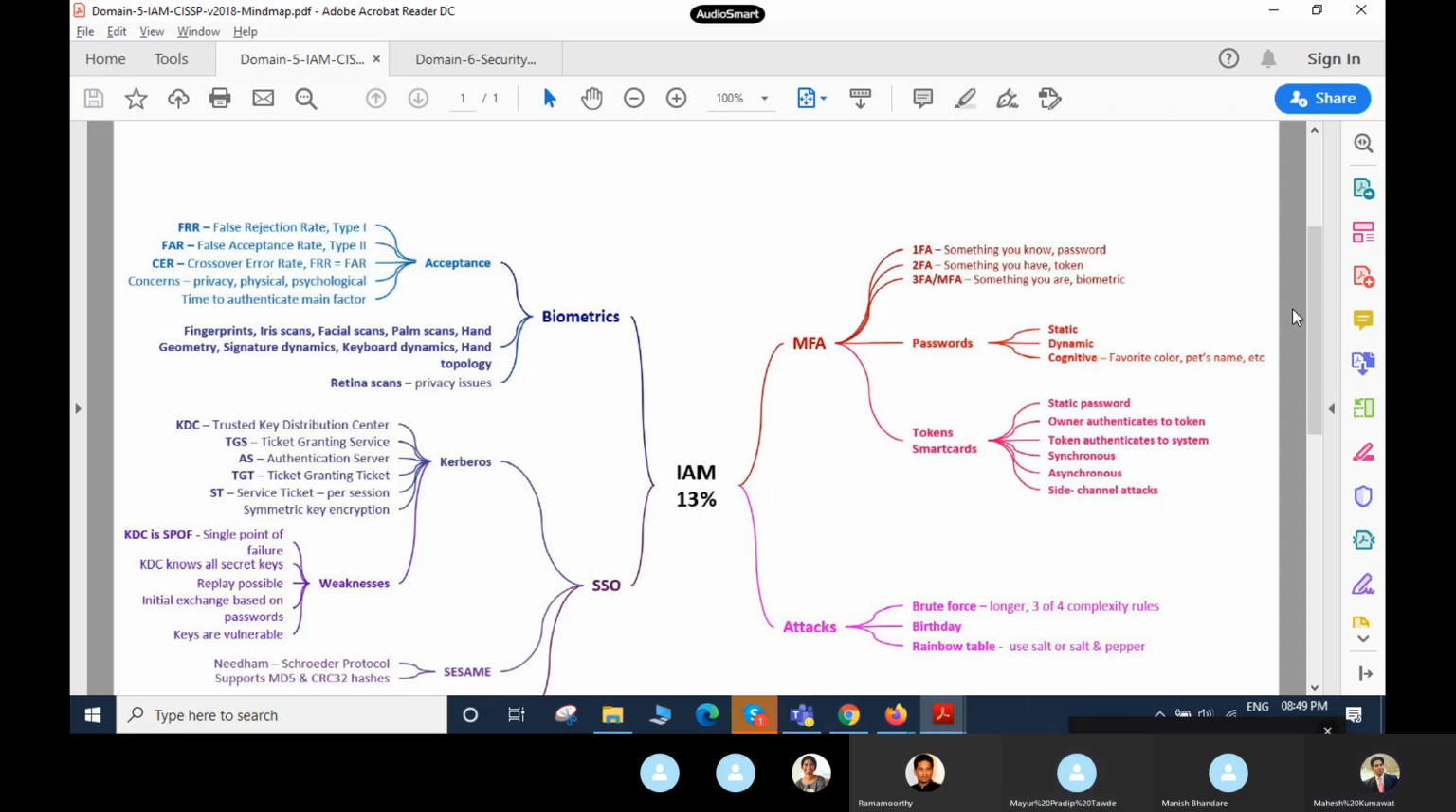Yes. The matter of fact is that if your password is compromised, then we require multi-factor authentication. As you have seen, one-factor authentication is something you know, the password. If your password is compromised, then you lose everything. Second, 2FA, something you have, a token.